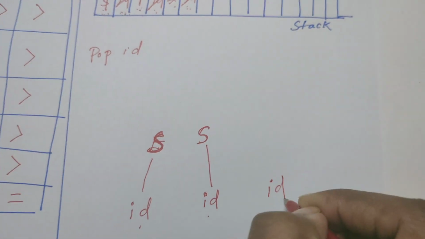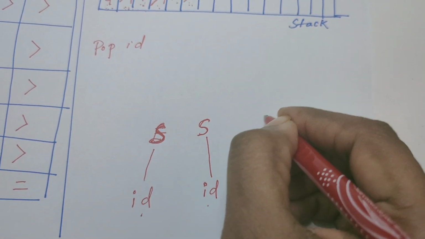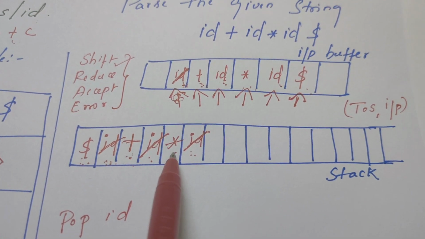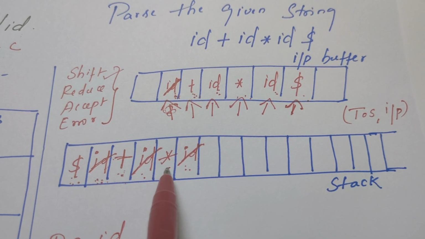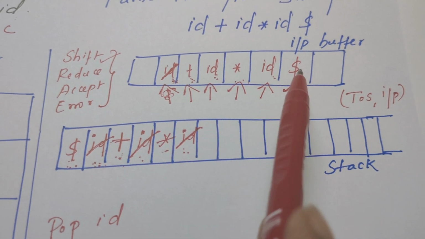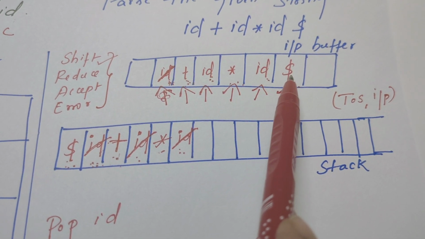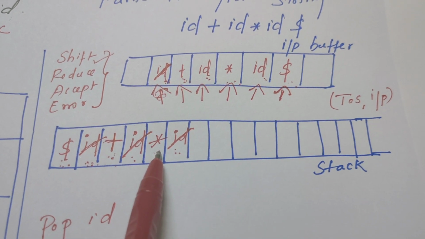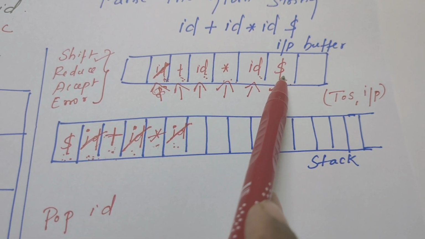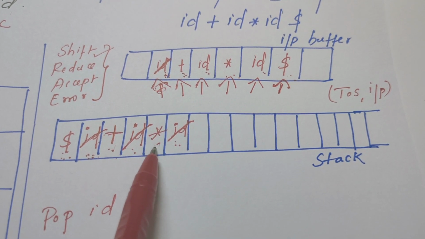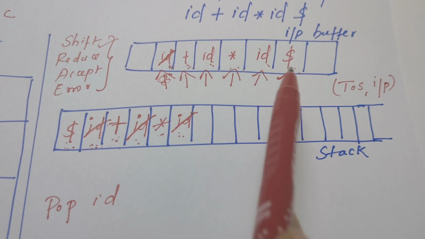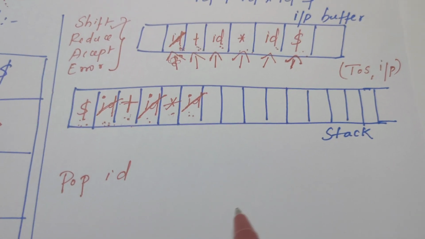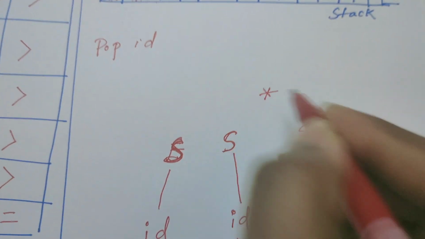Whenever there is a pop operation, there is a reduction operation. So ID is reduced to S. Okay, now what is available at the top of the stack? Star is available. Compare the star with this input symbol. What is it pointing to? It is pointing to dollar. Star is having higher precedence than the dollar, isn't it? So when the top of the stack contains higher precedence than the input symbol, then the star is to be popped. So now star is popped, right?